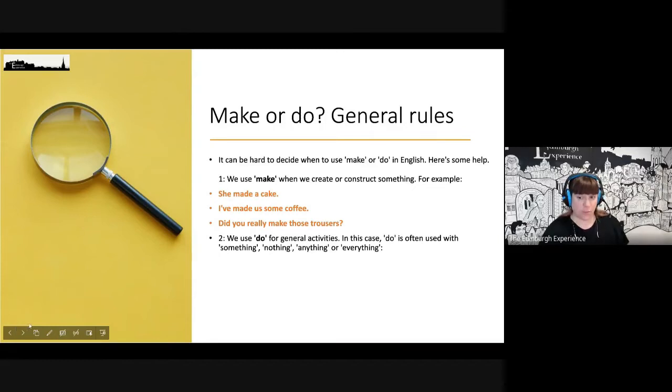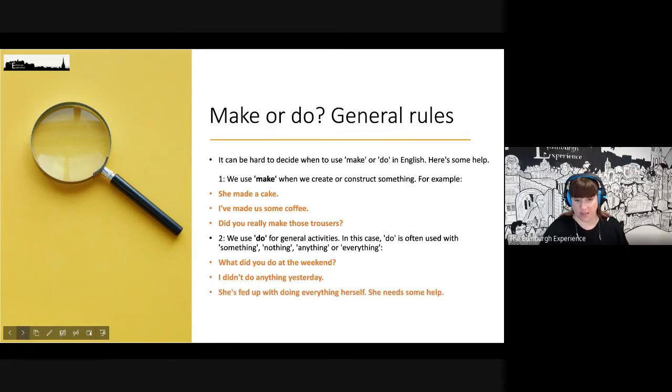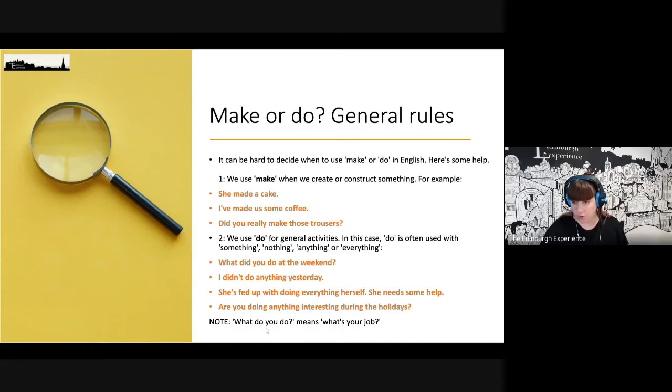Do will be used for more general activities where you won't really have a physical thing at the end of that process. And you'll very often see it with words like something, nothing, anything, or everything. So for example, what did you do at the weekend? I didn't do anything yesterday. She's fed up with doing everything herself. She needs some help. Another good example of using do in that way, and one more: are you doing anything interesting during the holidays? A good example is that really common question, what do you do? What's your job? So we don't have a physical thing at the end.